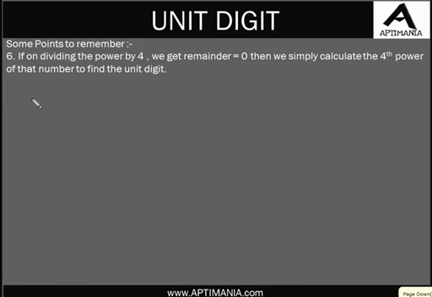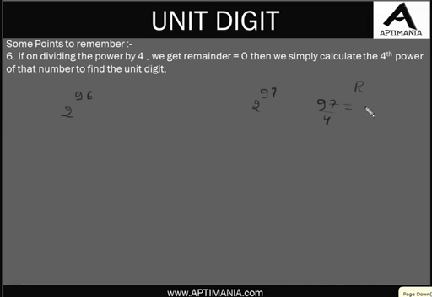If on dividing the power by 4 we get remainder 0, we simply calculate the fourth power of that number to find the unit digit. For example, let us suppose we have 2 raised to the power 96, and the other case is 2 raised to the power 97. In this case, to calculate the unit digit, we simply divide the power by 4 and look for the remainder.